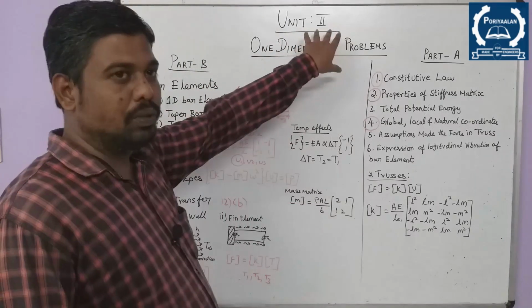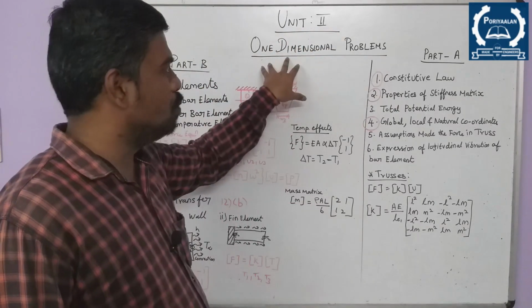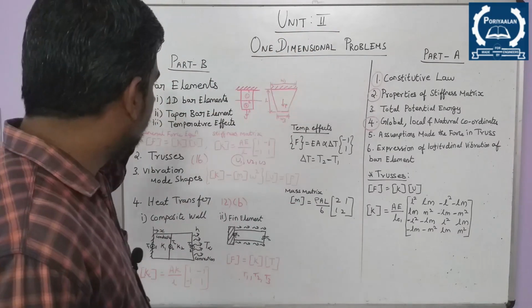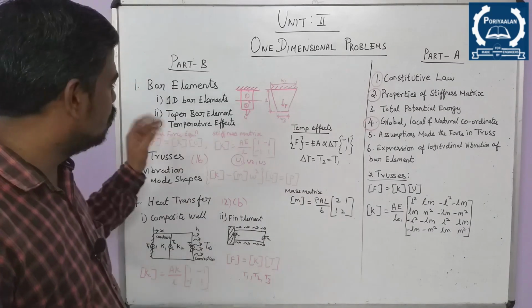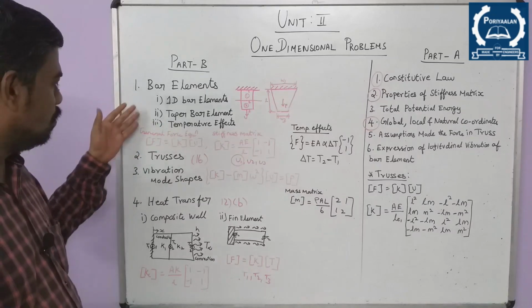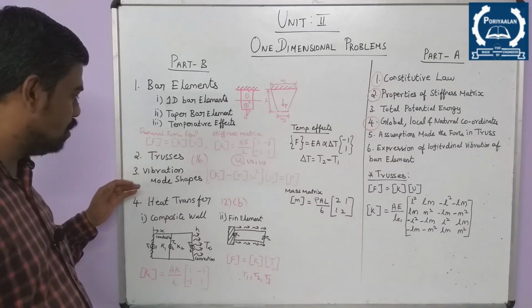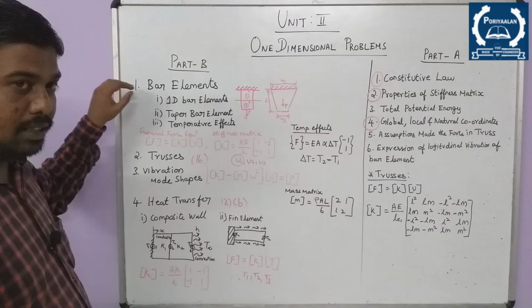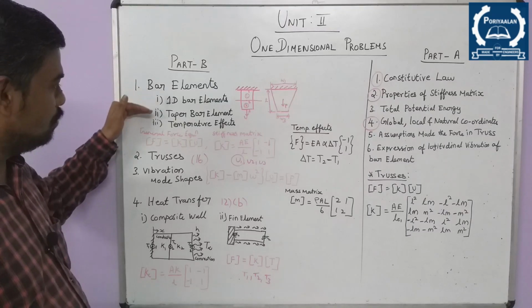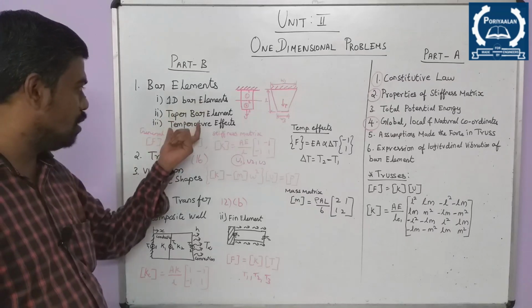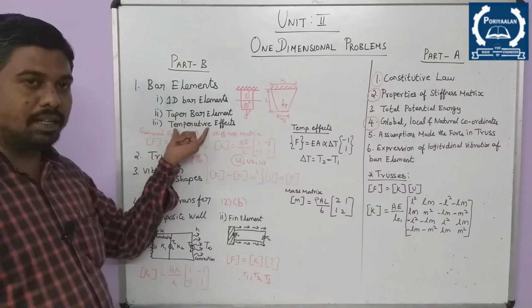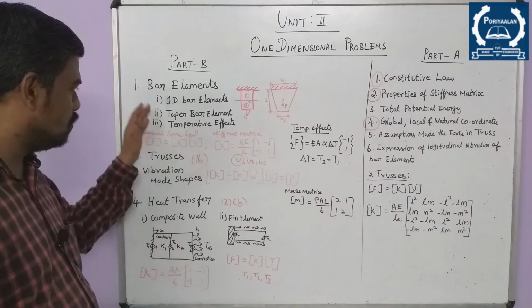Next we are moving to unit 2. Unit 2 is one-dimensional problems. Unit 2 is a very vast unit with a vast syllabus and many topics. The first topic is bar element, second topic is stresses, third one is vibration and heat transfer. In the bar element there are subdivisions. There are 3 bar elements. One is the one-dimensional taper bar, and in the same one-dimensional bar element we have to find the temperature effects of the bar element. That we also have to discuss.